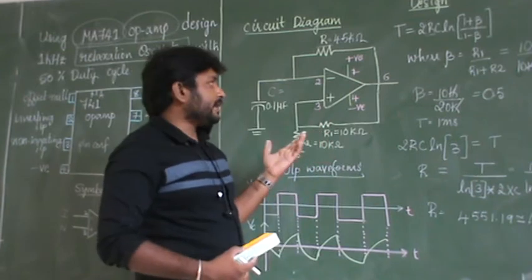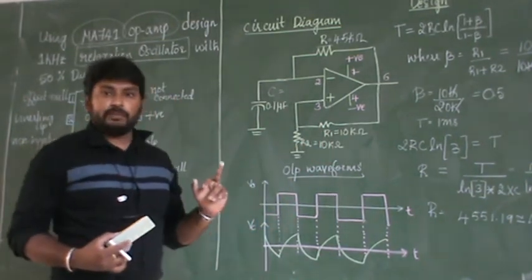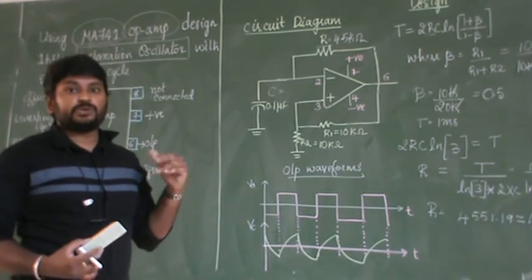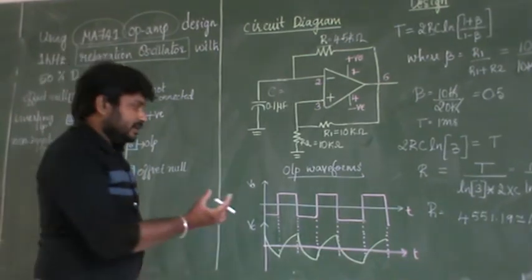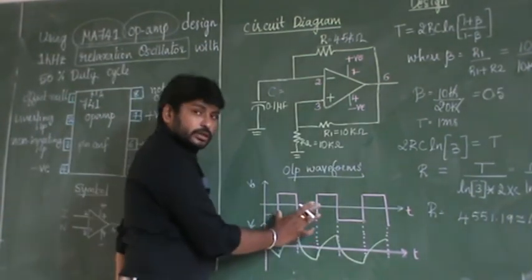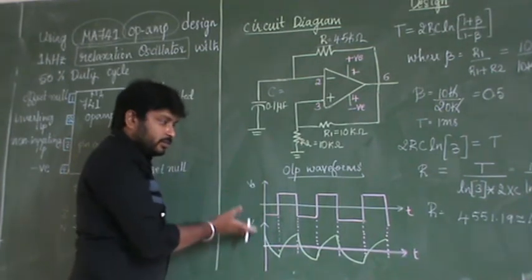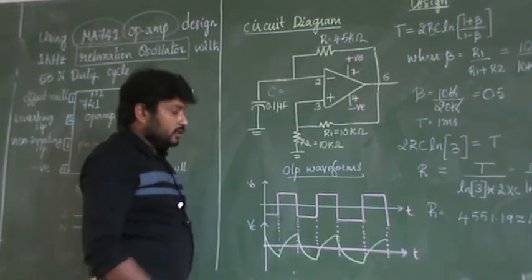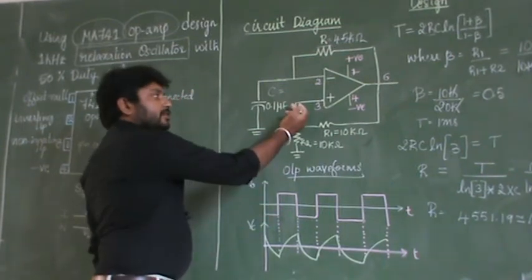So in this circuit diagram, what are the things that we have assumed? R1, R2 and also a 0.1 microfarad capacitor and also T. T is equal to what? 0.1 millisecond. What is T? One cycle length, one cycle time duration. So this is the output that you have to generate from this circuit.